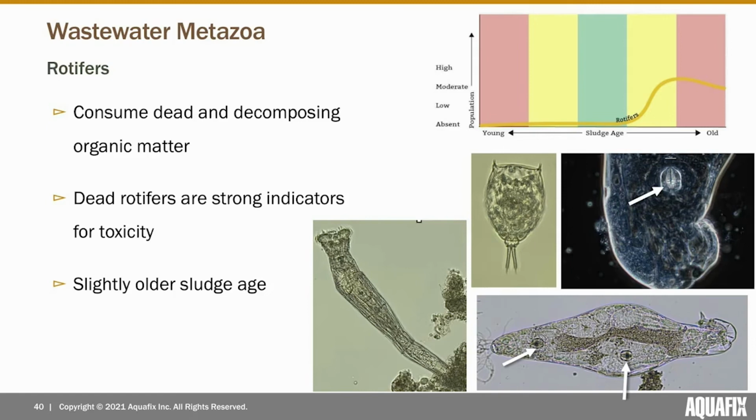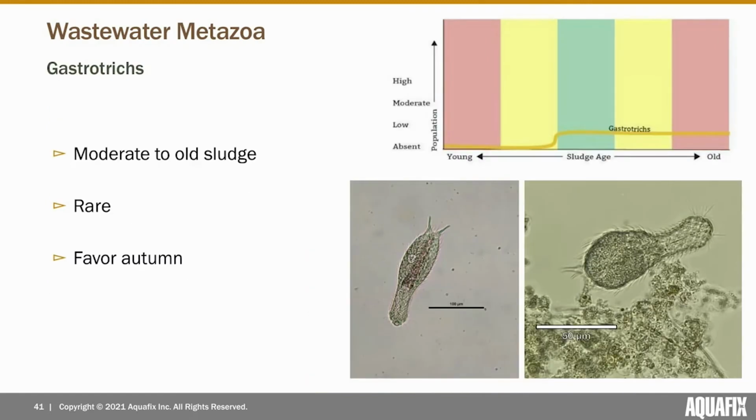Next, we have gastrotrichs. They're also indicative of a moderate to old sludge age, but they're not very common, so not a lot is known about them. What we do know is they tend to be observed more frequently in autumn. However, the exact reasons why have yet to be determined.